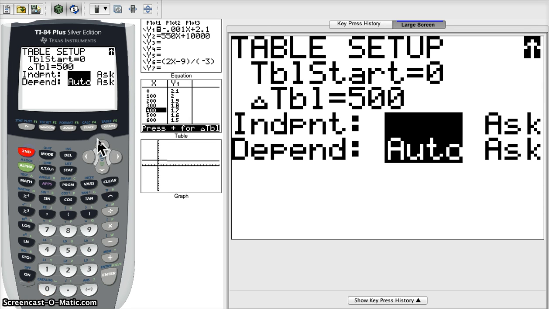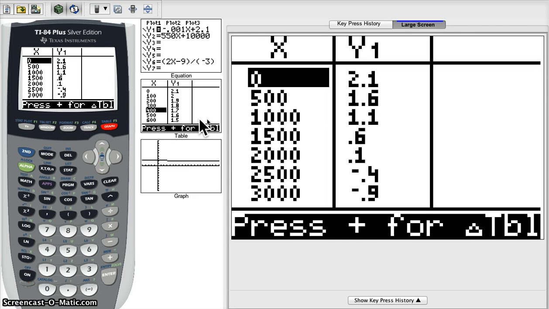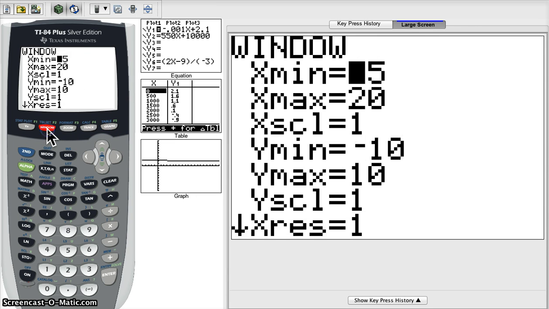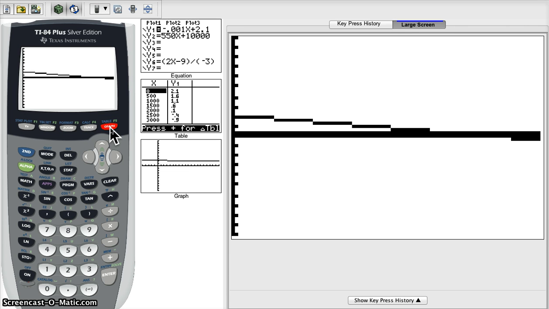Now, if I go to the table, I can see that somewhere between 2000 and 2500 it crosses the x-axis. So if I want to see both intercepts at the same time on this graph, I go to my window, and I need my x value to be past 2 grand. I set my x max to 2500 so it crosses. There we go. Now if I look at the graph, I can see where it crosses.